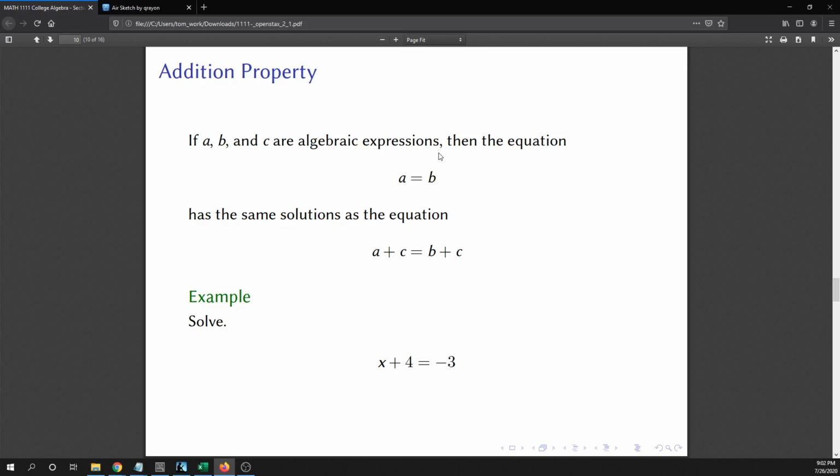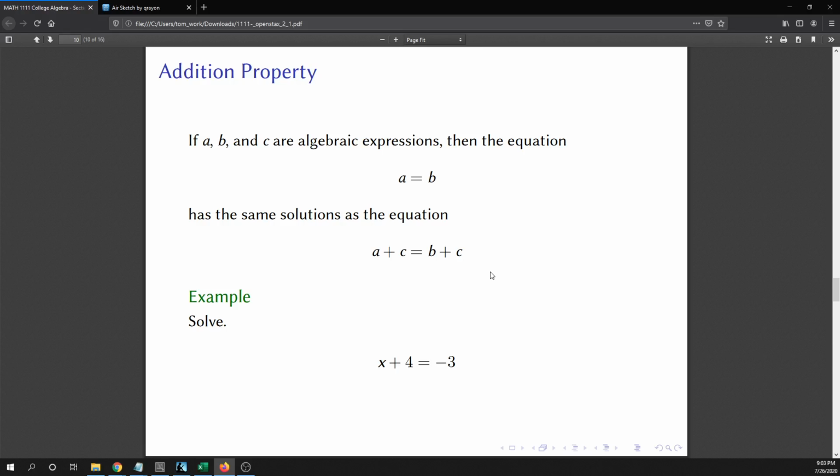So what we're going to talk about are the two basic things that you can do to an equation and not change the solutions. The first one is called the addition property. If I have an equation that looks like this, a equals b, and I add or subtract the same number to both sides of the equation, then the two equations will have exactly the same solutions. So adding or subtracting the same number to both sides of an equation will not change the solutions.